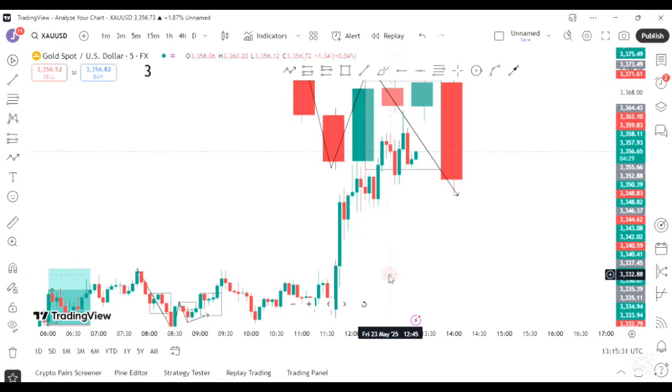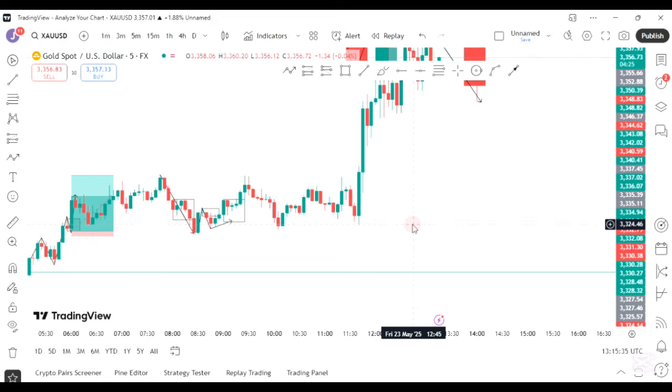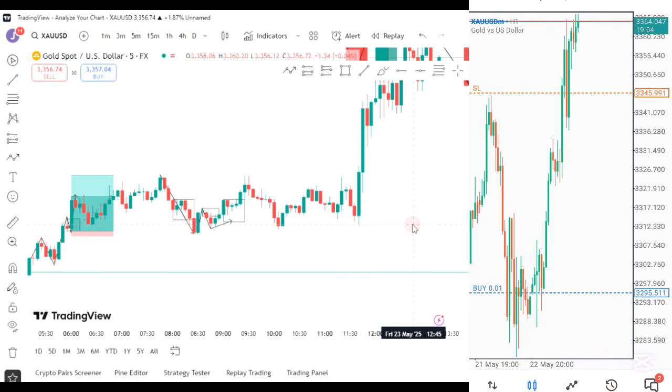So price is still basically bagging up massively, and yeah, we're still in profit in this trade. So just look at the trade right there. And guys, that's basically it for this video.